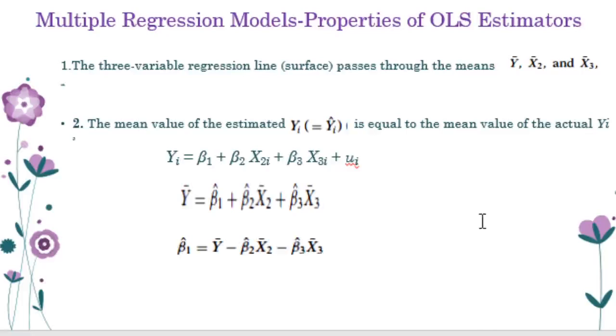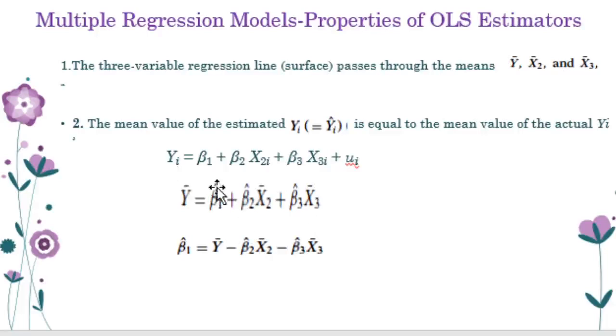Then the second important property of the OLS estimator is that the mean value of the estimated yi, denoted as yi cap, is equal to the mean value of the actual yi, that is y bar. So yi cap bar equals y bar. This can be proved as follows.